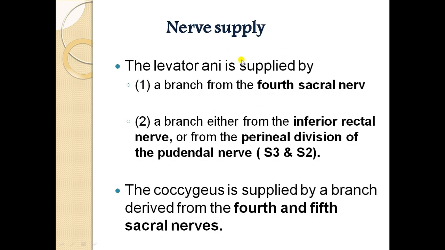Levator ani group of muscles: the posterior part is supplied by the fourth sacral nerve through the pelvic surface, and the anterior part is supplied by S2 and S3 nerves through the perineal surface, which are derived from the pudendal nerve. And the coccygeus muscle is supplied by the fourth and fifth sacral nerves.